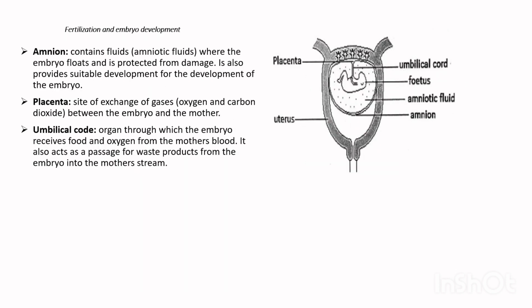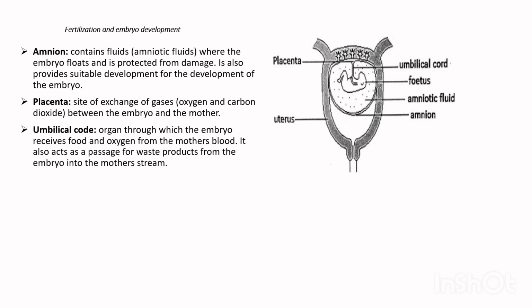Now we move to the next unit, which is talking about fertilization and embryo development. We need to know the function of the amnion, the placenta, and the umbilical cord. Okay, so we start with the amnion. The amnion contains fluid, which is also called amniotic fluid, where the embryo floats. It protects the embryo from damage.